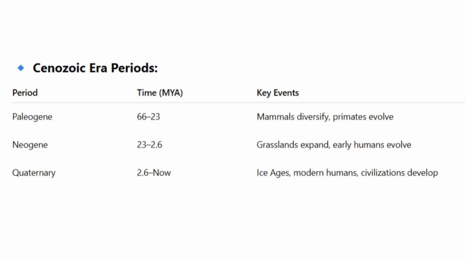Cenozoic era periods. Period, time, key events. Paleogene, 66 to 23, mammals diversify. Primates evolve. Neogene, 23 to 2.6, grasslands expand. Early humans evolve. Quaternary, 2.6 to now, Ice Ages, modern human civilizations develop.